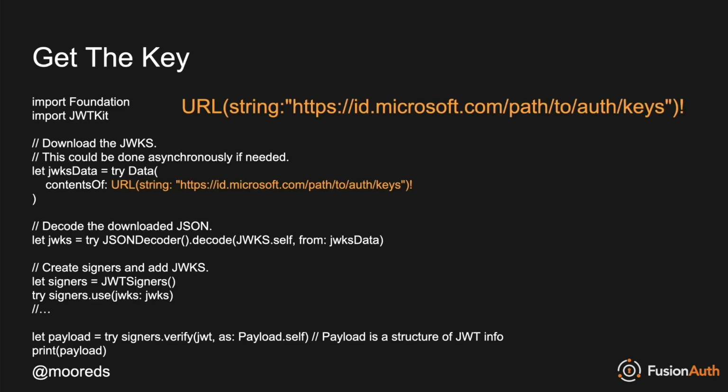We're going to download some public keys so that we can validate the signature of this token, because the tokens are typically signed by a private key on the ID server and then verified by a public key on the client. Right where it's orange, we're actually going to pull down the public keys. The second to last line where it says try signers.verify, we're actually going to call a library, and that's going to be what verifies the signature, and it loads it into a structure.